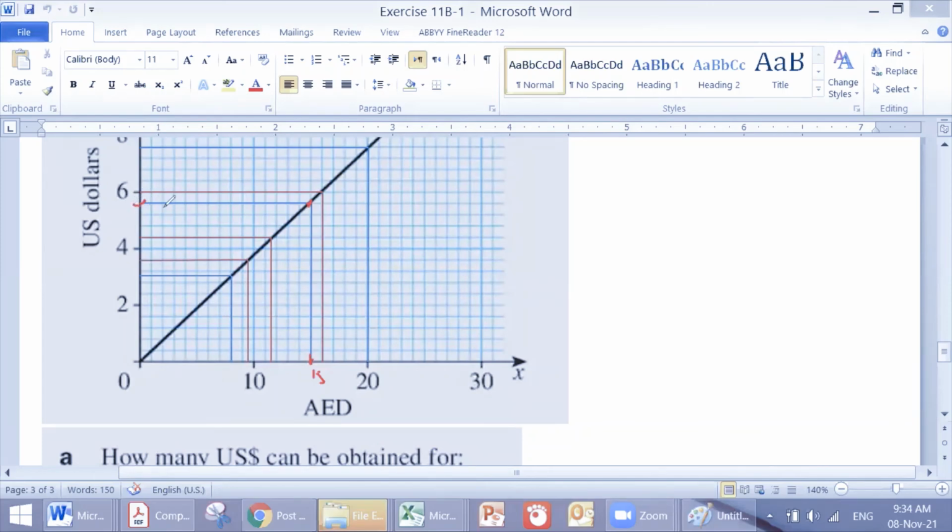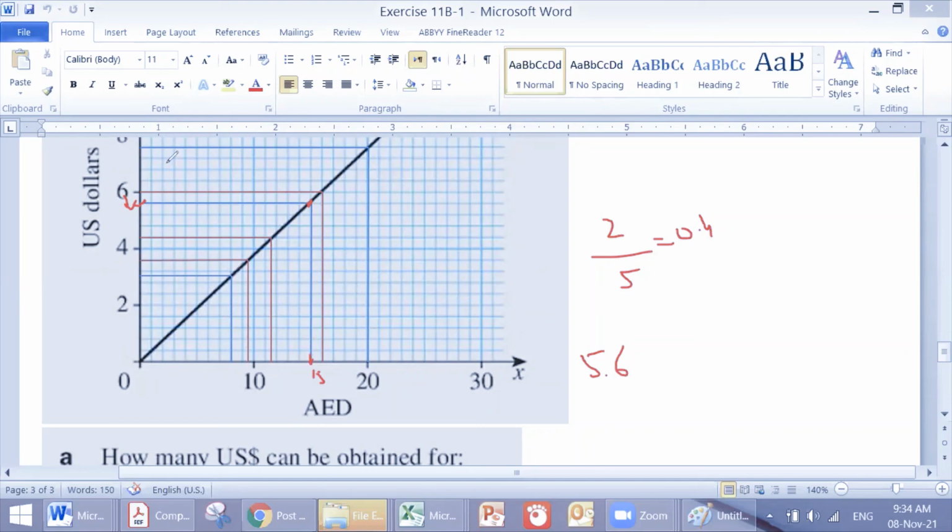This small deviation is telling me, starting from 0 to 2, 2 divided by 5, it will be 0.4. This small deviation is showing me 0.4. If I go down, I will go 0.4 less than 6. So that will be 5.6. That value will be 5.6. So 15 Emirati dirhams have the value of $5.6. So these are very easy questions, boys.